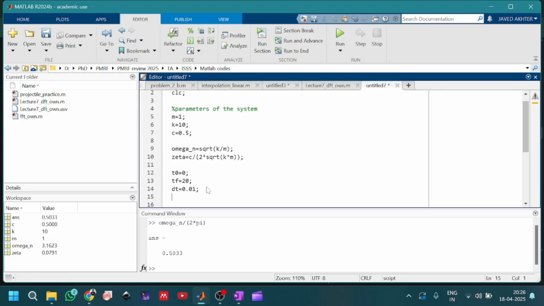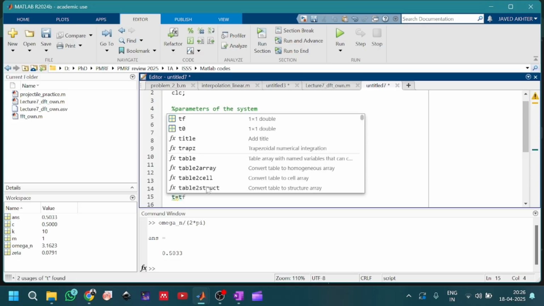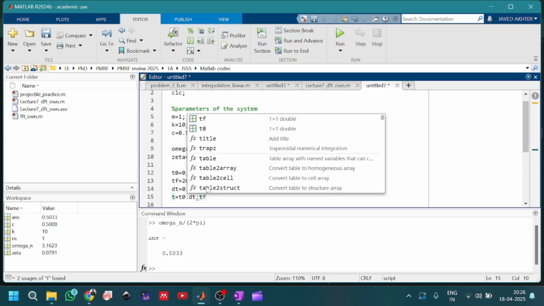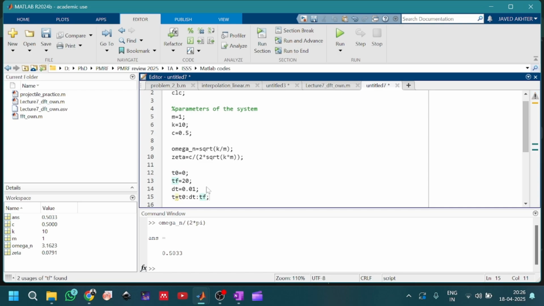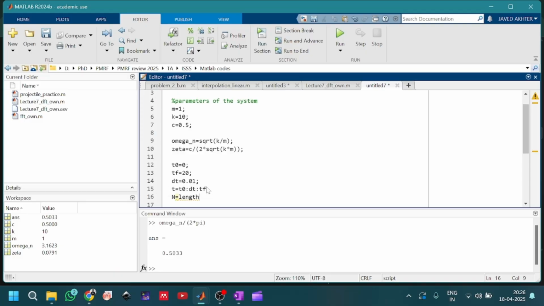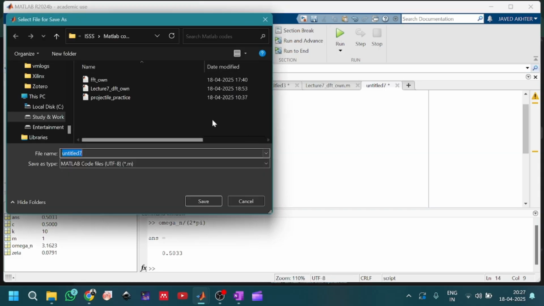And now we will define our time axis, which will start from t0, and we have here dt, and then we will simulate it up to tf. Then we have to find how many data points there are in t. So for that we write n, which will be the length of t. So let me save it first. So let me run it.